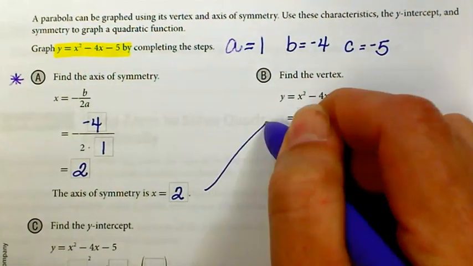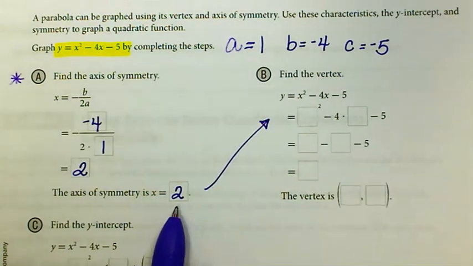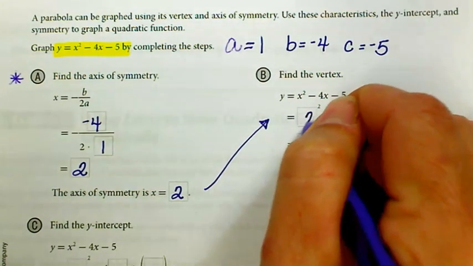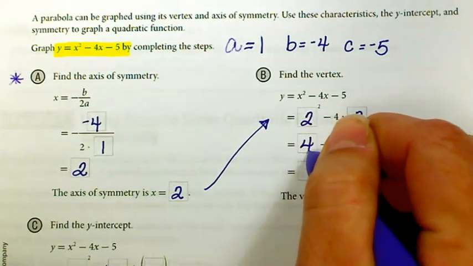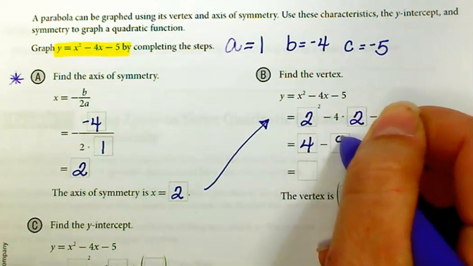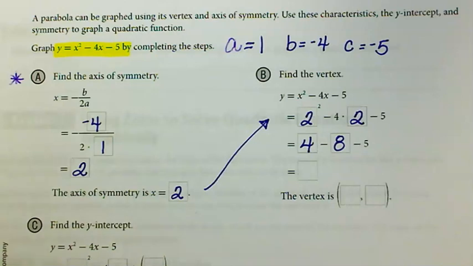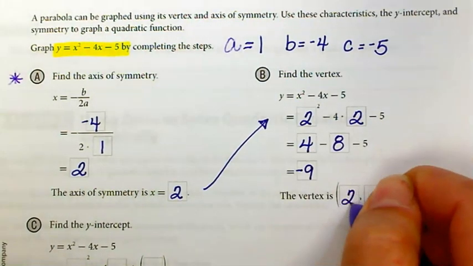Then, to find the vertex, the axis of symmetry is your x value, and then you put it in the equation to generate the y value that goes with that, and then you'll have the vertex. So I'm going to put in 2 here for x. 2 squared is 4. 4 times 2 is 8. So it's going to be 4 minus 8 minus 5. And last time I checked, that was -9. So the vertex is at 2, -9.